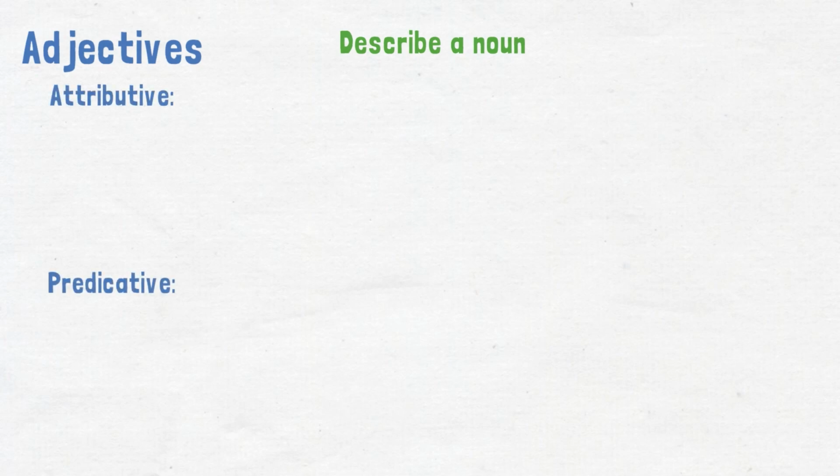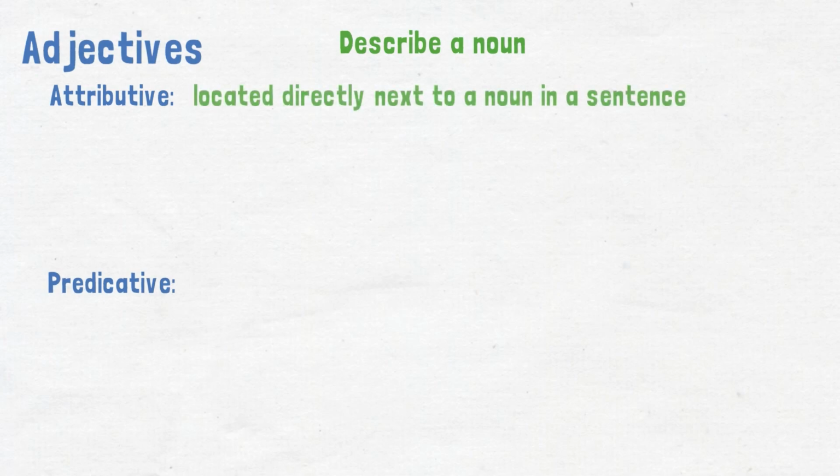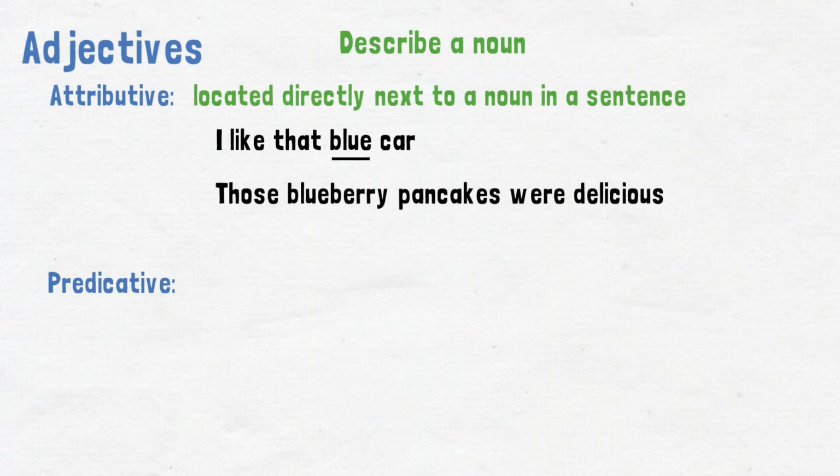Adjectives. Adjectives are used to describe a noun. There are two types of adjectives: attributive and predicative. Attributive adjectives are located directly next to a noun in a sentence. For example, I like that blue car, with the adjective blue describing the noun car. Or, those blueberry pancakes were delicious, with the adjective blueberry describing the noun pancakes.